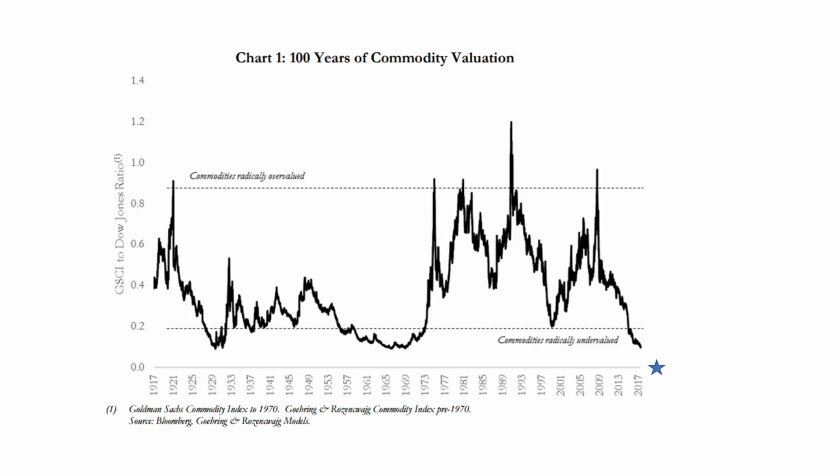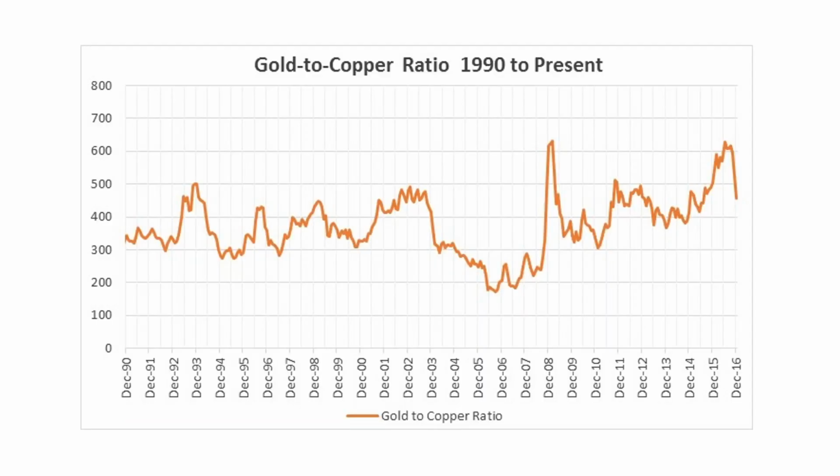So here's chart one. This is 100 years of commodity valuation, the commodity index to Dow Jones ratio. Where that star is, is where the valuation is today. It is the cheapest it's ever been in relationship to history. That means commodities are not just radically undervalued, they've never been this far undervalued, ever. And it's an opportunity to make very good money.